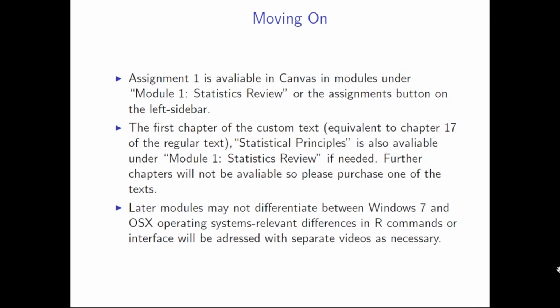Moving on from here, Assignment 1 is available in Canvas in modules under Module 1 Statistics Review or the Assignments button on the left sidebar. The first chapter of the custom text, which is equivalent to Chapter 17 of the regular text called Statistical Principles, is also available under that first module if needed. Further chapters will not be available, so please purchase one of the books.